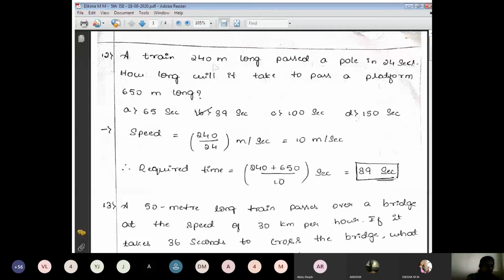So they have given 240 meters, that is the length of the train, and they also gave the length of the platform, 650 meters. And the train passes a pole in 24 seconds. Okay. So they are asking, in order to move out of the platform, how much time is taken by the train? So that is 89 seconds. Is that correct? Yes, ma'am. Okay, next problem.